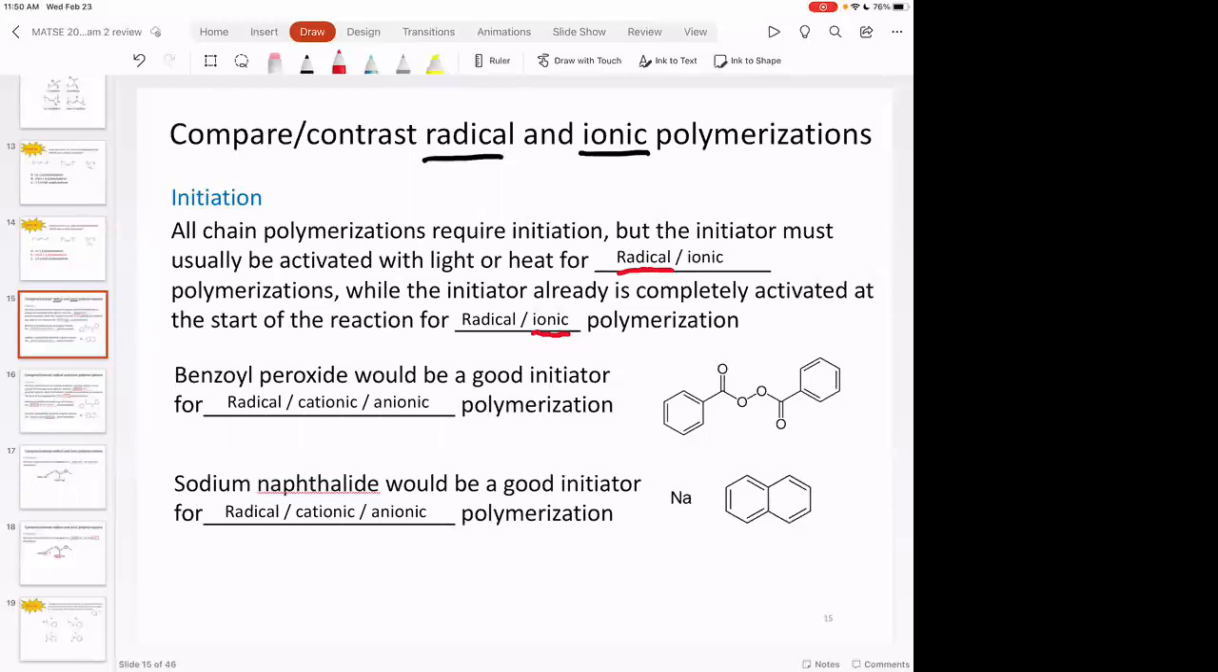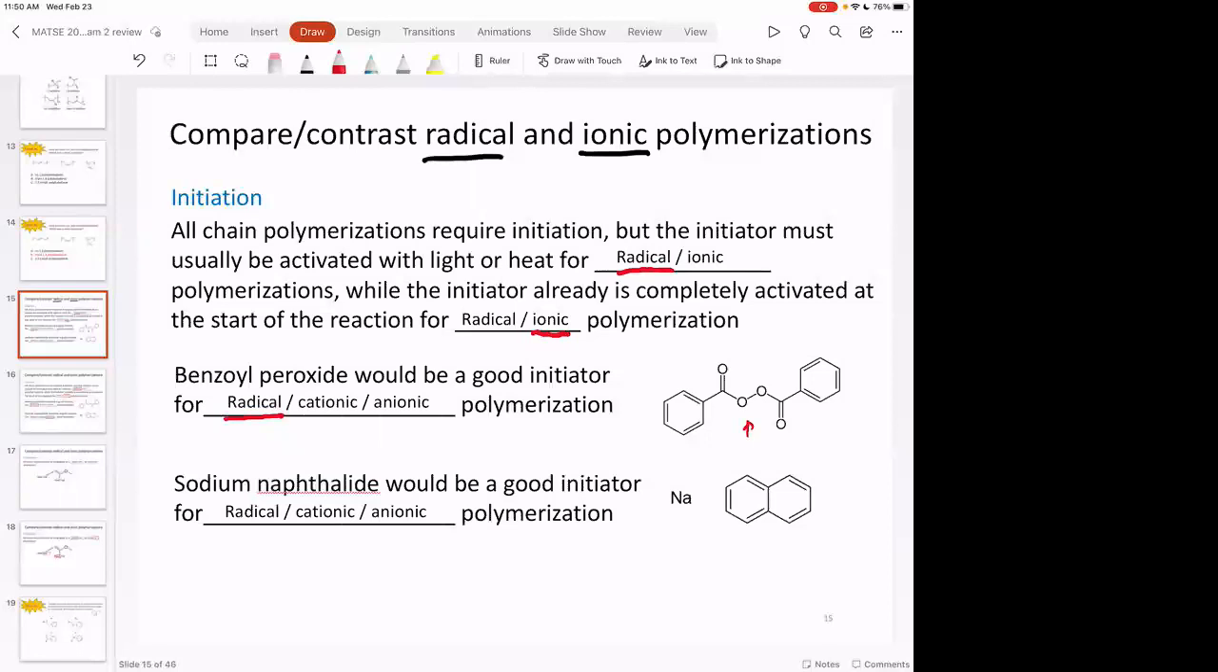Great. Benzoyl peroxide would be a good blank initiator for what type of polymerization? Radical. That's one that you should know for sure. What's the other radical initiator that we talked about a lot? AIBN, right? You don't necessarily have to memorize the structure of benzoyl peroxide or the structure of AIBN. I'm not going to test you that deeply, but when you see it, you should know what it is.